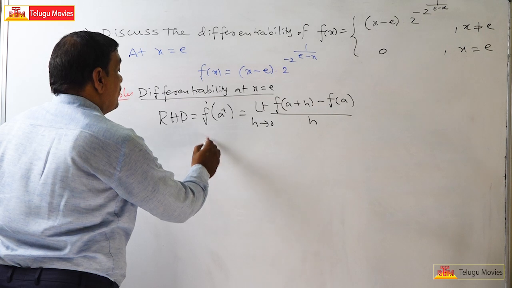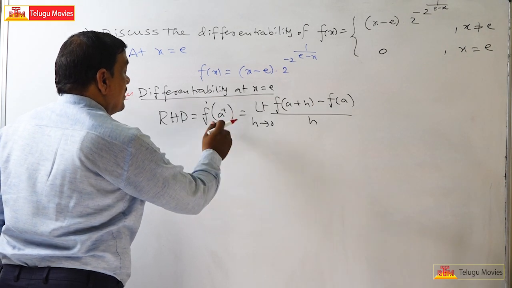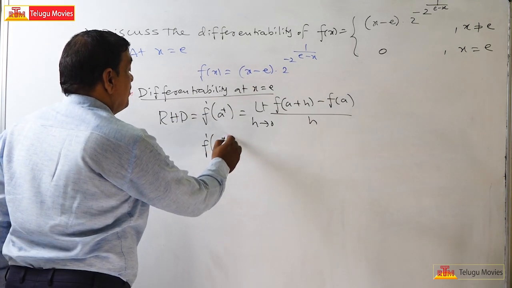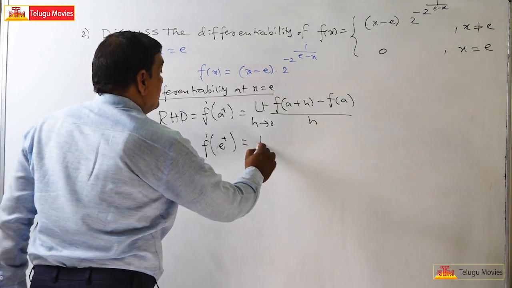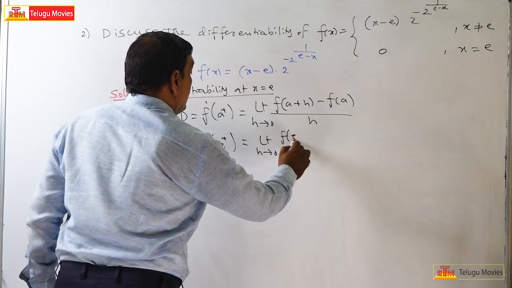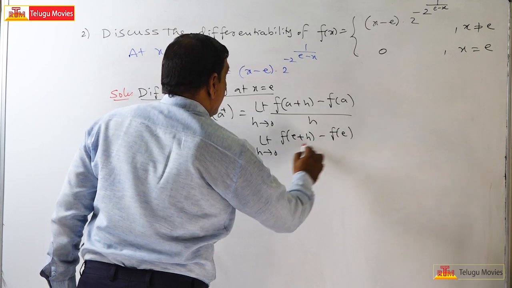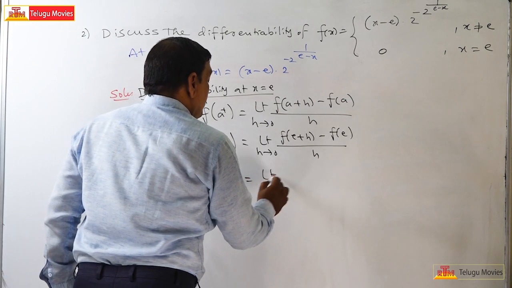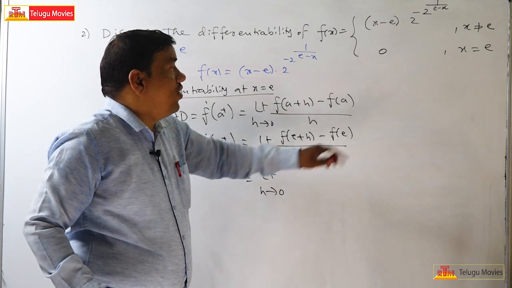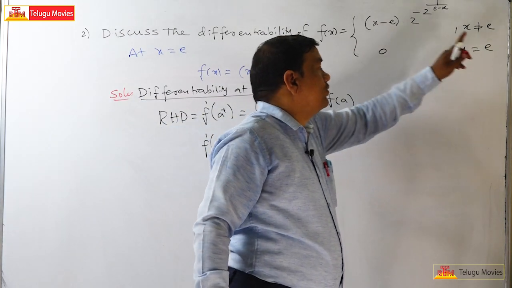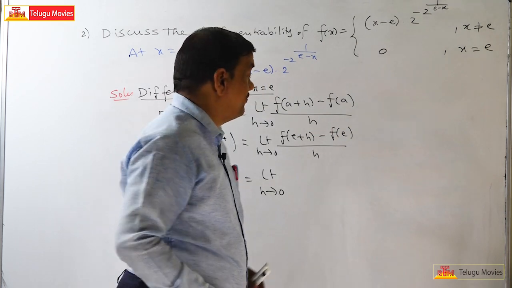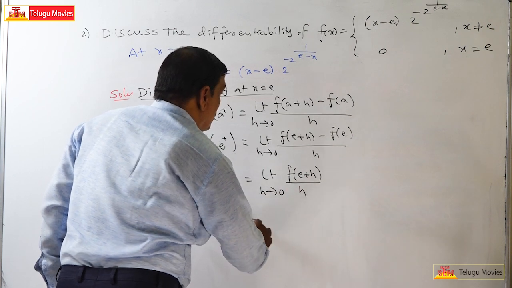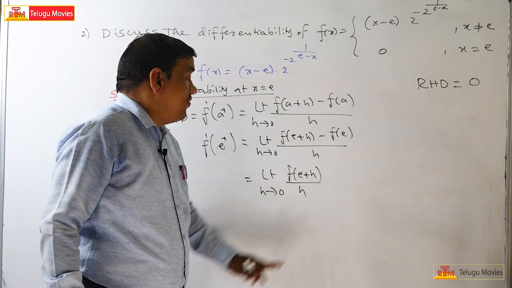So f dash of e here, so where you are finding x is equal to e. Therefore e plus, right hand side, that means limit h tends to 0 of (f of e plus h minus f of e) by h. Okay, right. That is equal to limit h tends to 0, f of e value is equal to how much? At x is equal to e, f of x value is 0, therefore f of e value is 0. So this value is f of e plus h by h, limit h tends to 0.